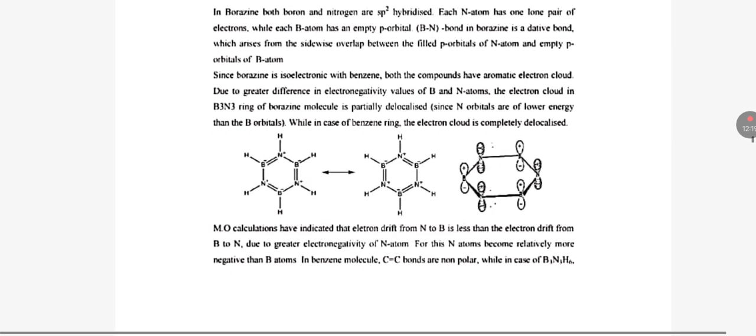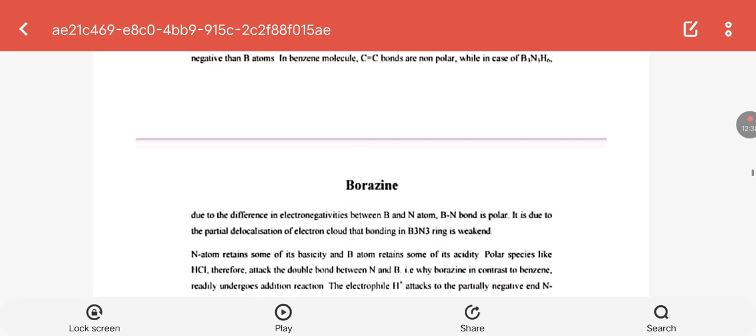Since borazine is isoelectronic with benzene, both compounds are aromatic. Due to the greater difference in electronegativity of boron and nitrogen, the electron cloud in the borazine ring is partially delocalized, while in the benzene ring, the electron cloud is completely delocalized.